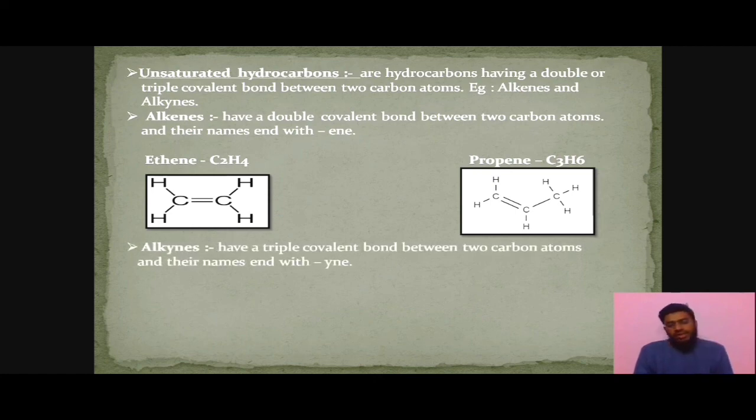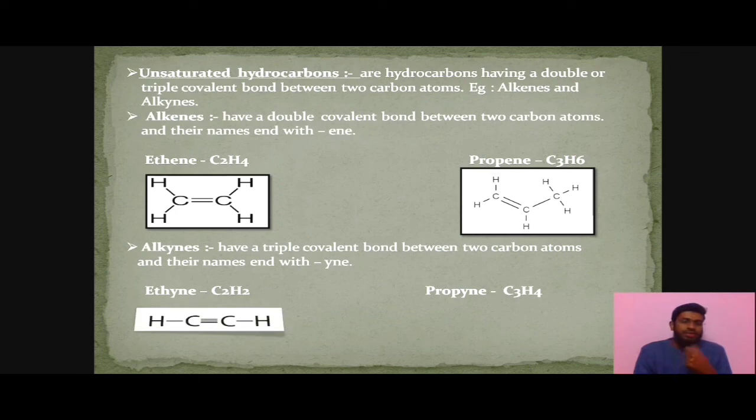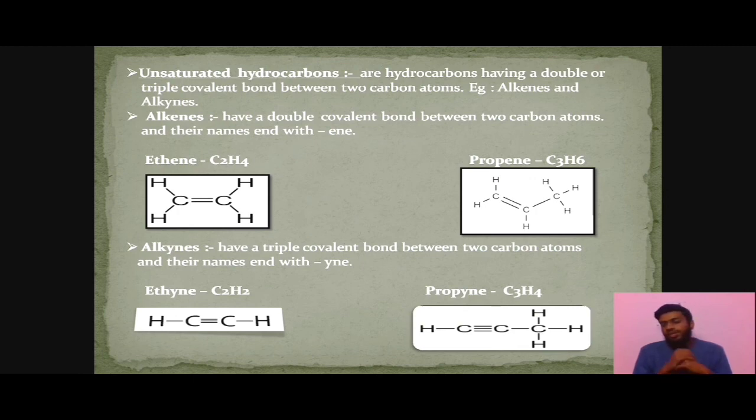Now the last, alkynes. Alkynes have a triple covalent bond between 2 carbon atoms and their name ends with "yne", like ethyne, propyne. Ethyne has 2 carbon atoms having 3 covalent bonds together, and propyne has 3 carbon atoms, and 2 of the carbon atoms have 3 covalent bonds.